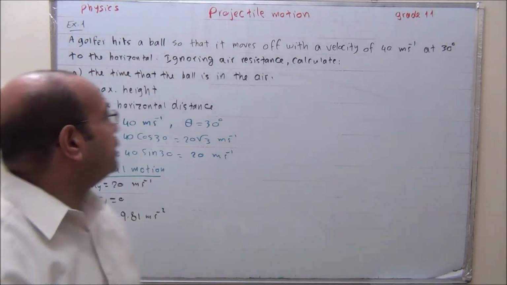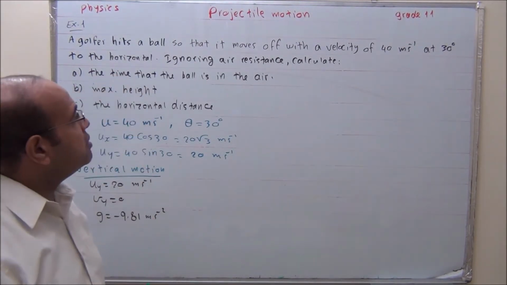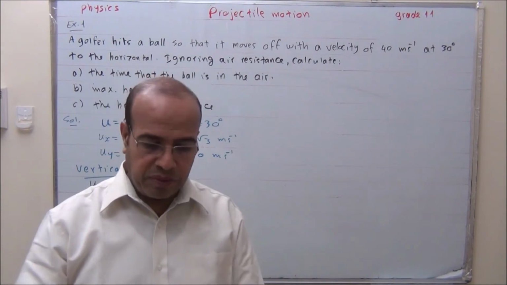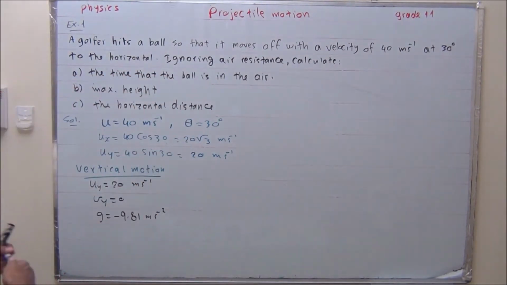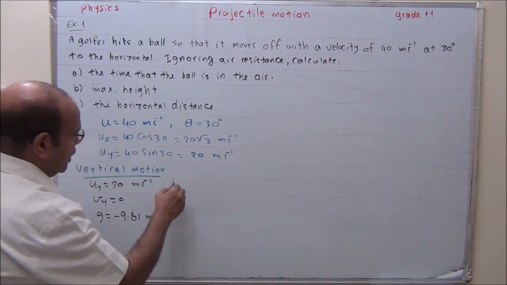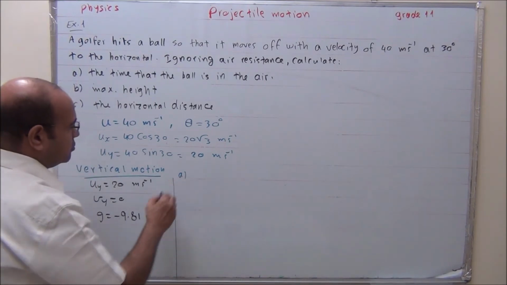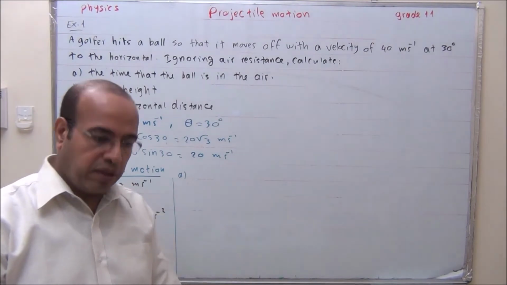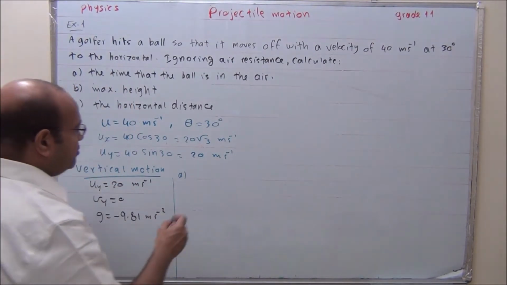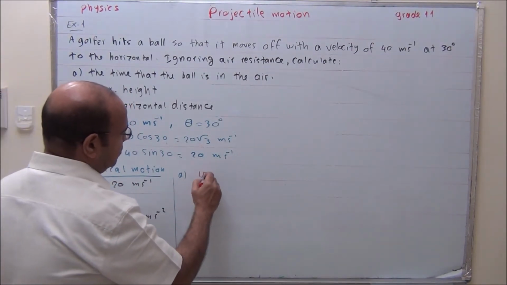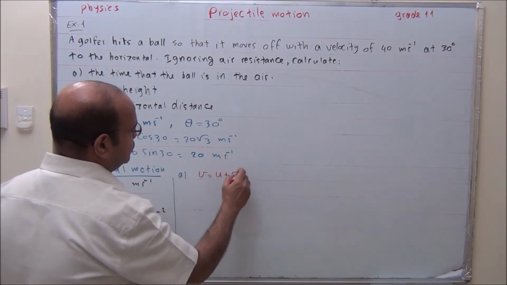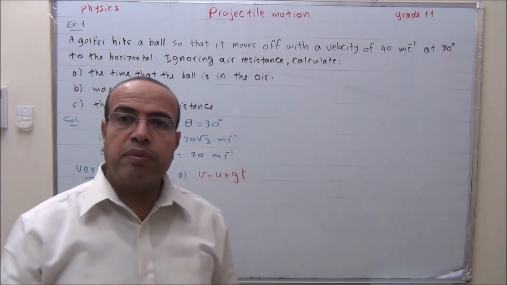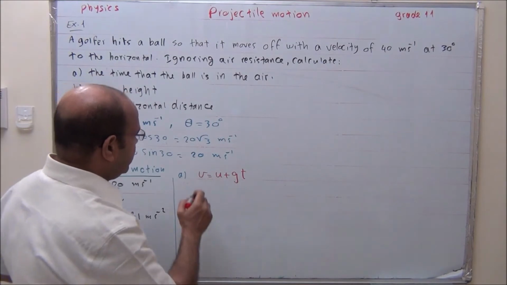What do we need to calculate? We need to calculate the time the ball is in the air, so we need the time of flight. We solve now part A. With V, u, and g, we can use the formula. To get the time, V equals u plus gt. Because we talk about vertical motion, we just add Y here.